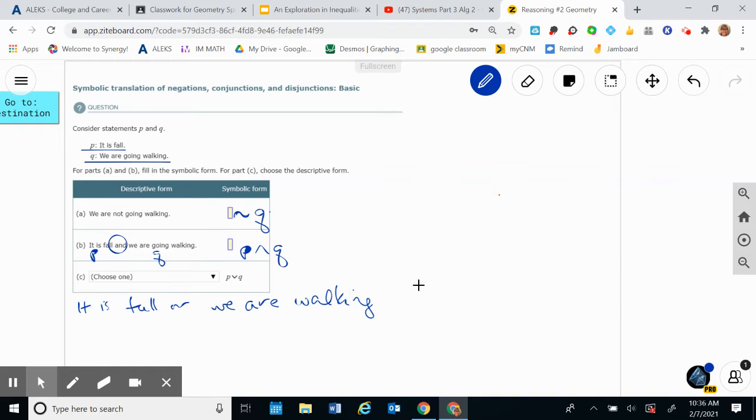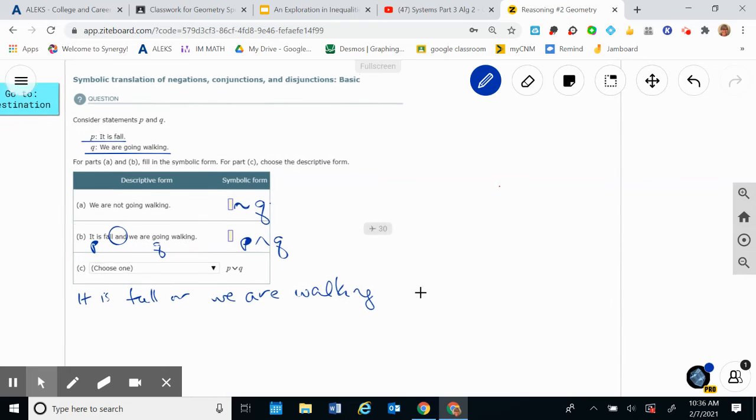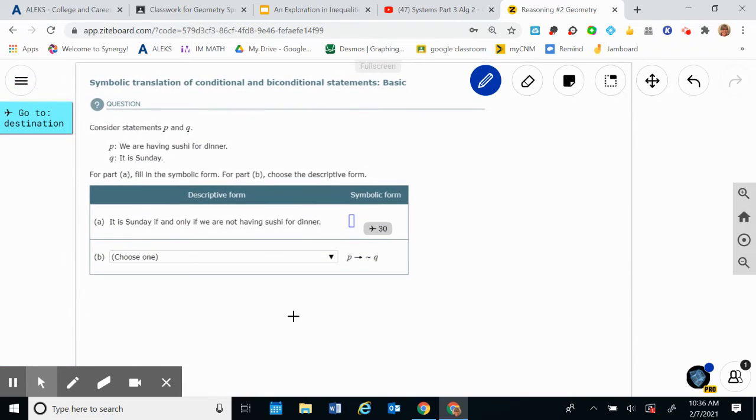Okay, next. Let's take a look at this one. It says symbolic translation of conditional and biconditional statements. Basic. All right, so conditional is if then.